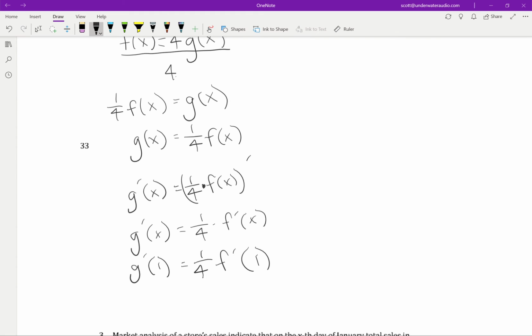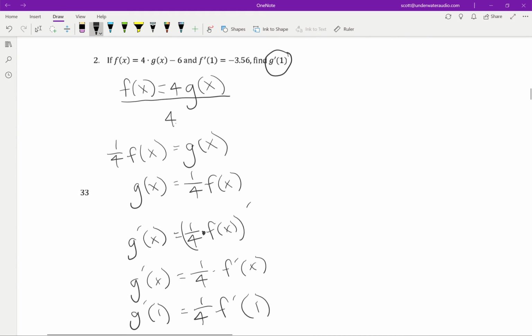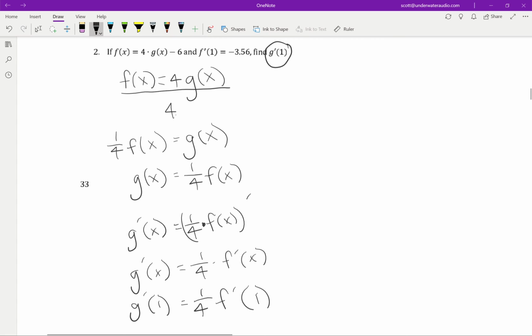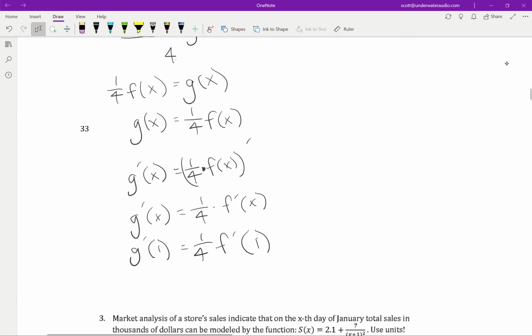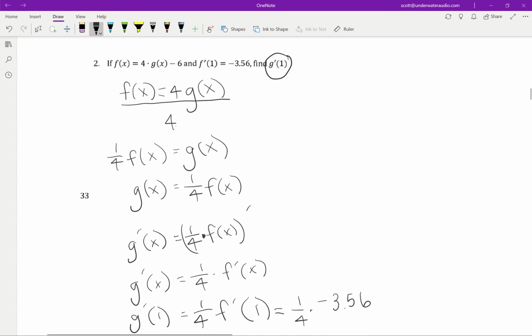And I think I know what f prime of 1 is. I think I was given that information. Yeah, f prime of 1 equals negative 3.56. So 1/4 times negative 3.56. Is that it? Negative 3.56?